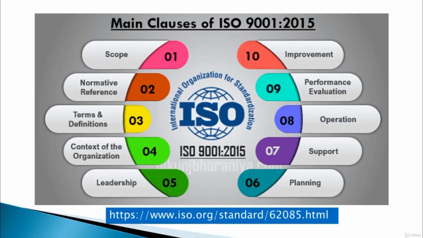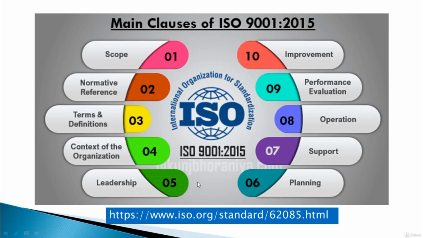So we just finished talking about the 7 principles of the quality management system. Now we're going to talk about the 10 clauses of ISO 9001. These 10 clauses are presented in the ISO 9001, the 2015 revision, which of course you can purchase using this link right here on the official website of ISO.